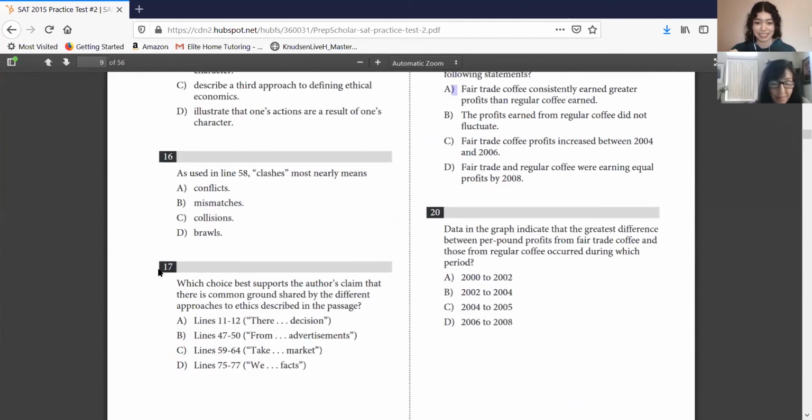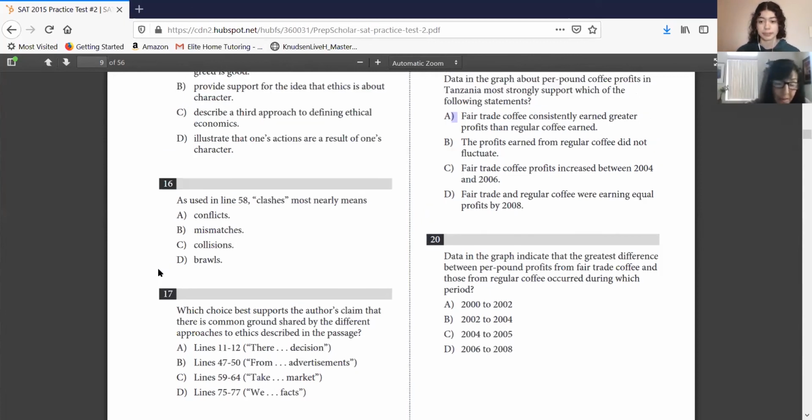There we go. Okay, last 10 seconds. Put your vote in. Right. We have 2002 to 2004, which is B, 2000 to 2002, which is A, and B.